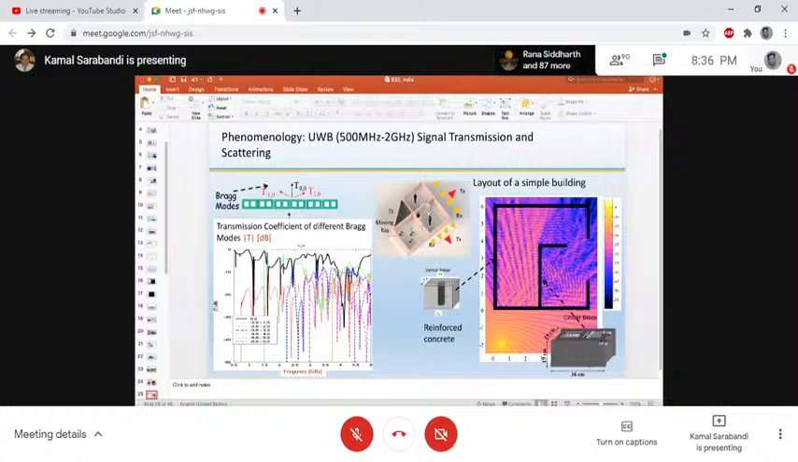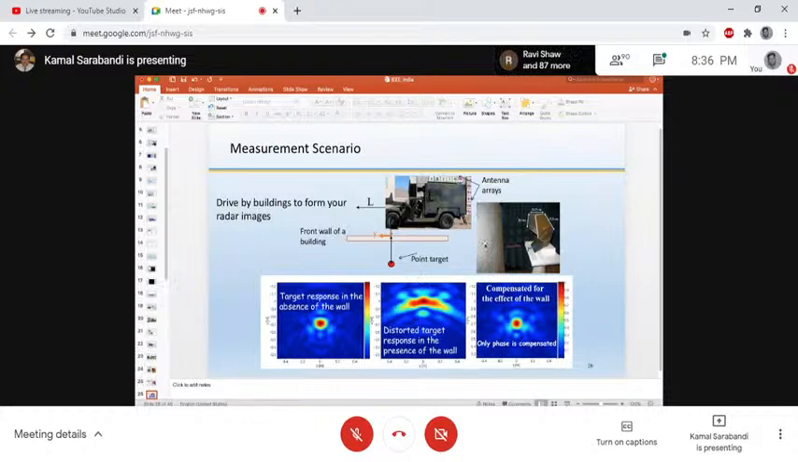I'll show you one example of this. Let's say this is a cinder block wall in the lab. We are putting a corner reflector. This is that pentagonal corner reflector I mentioned earlier that was used in calibration. This is a small version of that for lower frequency. In the absence of the wall, if you move your aperture around here, say this radar moves in front of this wall, and you have a point target behind it, you would image it like that. This is a SAR image. You have range resolution, you have cross-range resolution.